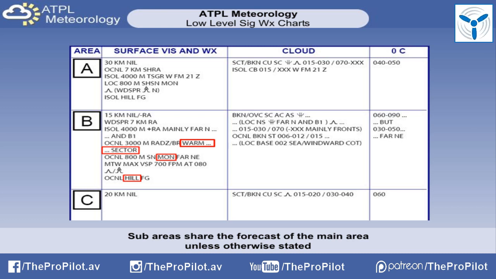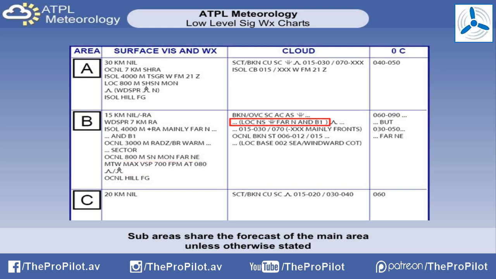The next few forecast lines do not apply to Area B1, since Area B1 does not have a warm sector, or mountains, or hills. It's important to understand the next two lines of text. Because there is no qualifier for the frequency, this weather must be assumed to be a general condition for the whole area. Therefore, generally, throughout Area B, mountain waves with a maximum vertical speed of 700 feet per minute at 8,000 feet above mean sea level are forecast. You should generally expect moderate to severe turbulence throughout the area as well.